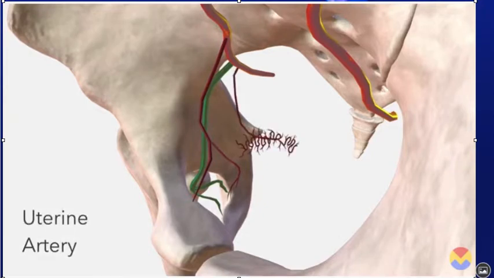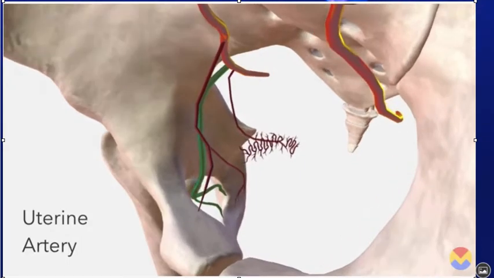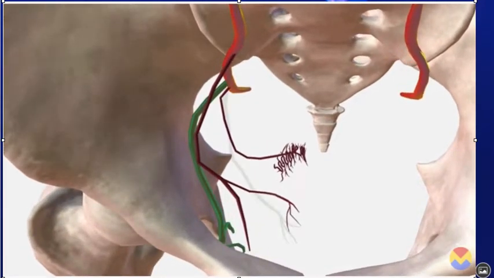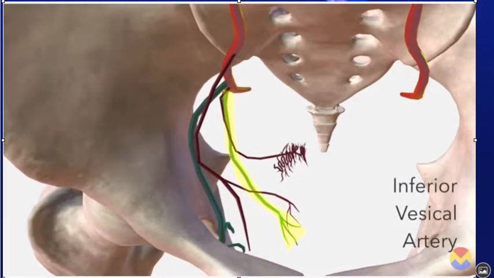Then we have the uterine artery, highly tortuous, only found in females. You can see it is going to run at the lateral wall of the pelvis to the uterus and it has a highly tortuous course. Next we have the inferior vesical artery. This may be absent in females or replaced by the vaginal artery.